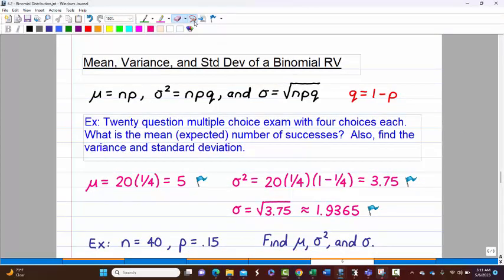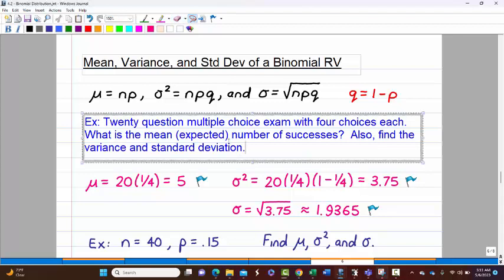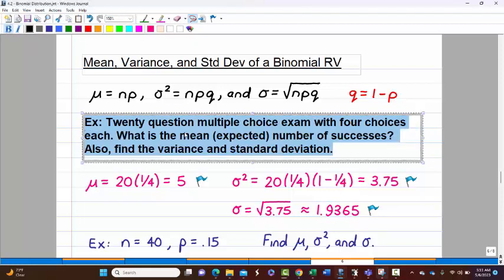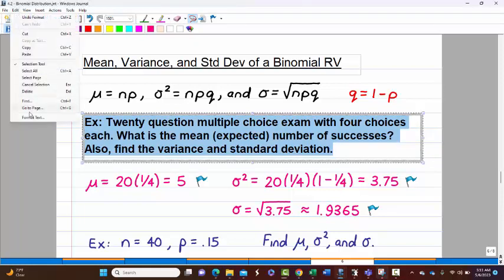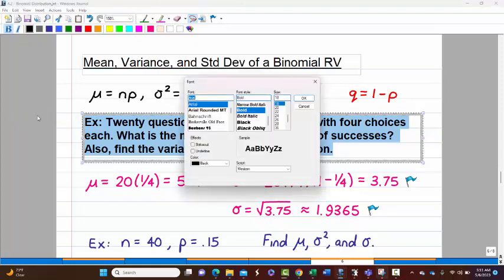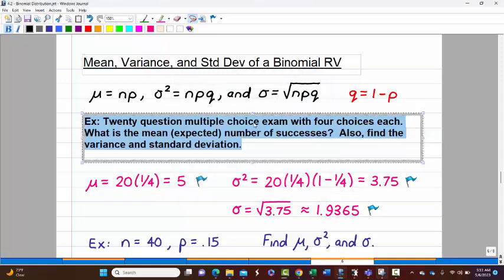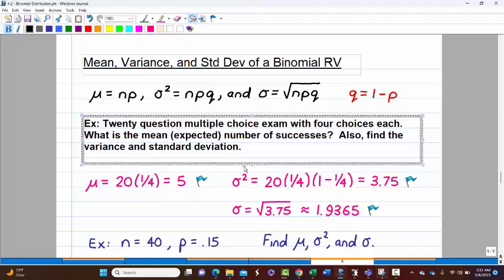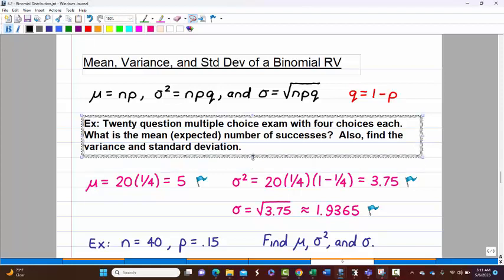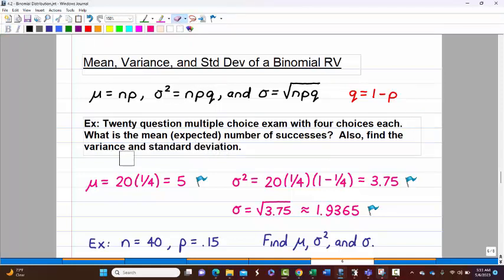A 20-question multiple choice exam, 4 choices each. What is the mean number of successes? Expected number of successes. So this is where you have to realize that the probability is 1/4, like we talked about earlier, because there's 4 choices. So read that carefully. It could be 5 choices, could be 3 choices. Doubt if it'd ever be more than 5, but so it's 20 times 1/4 equals 5.